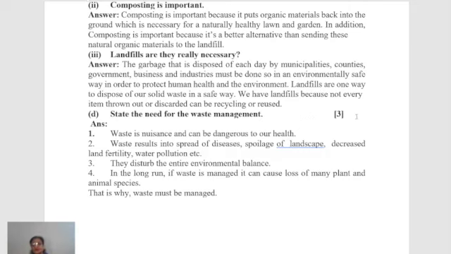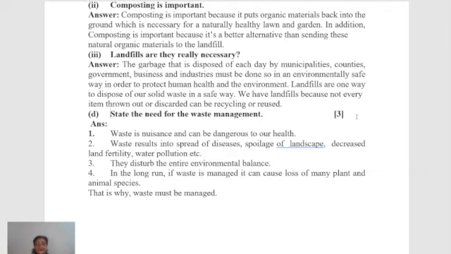Next is, state the need for waste management. In the present scenario, waste management is very much required. Okay, you can see the reasons. Waste is a nuisance, yes, and it can be dangerous to our health, not only human beings I'm saying, but all the living beings, because we have the responsibility towards the other living beings also.